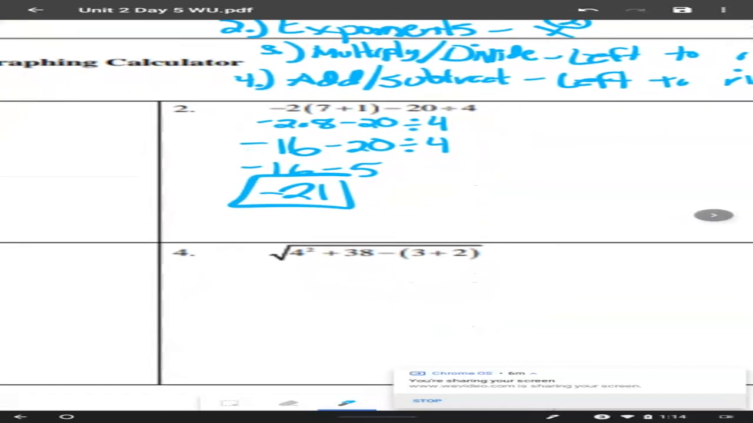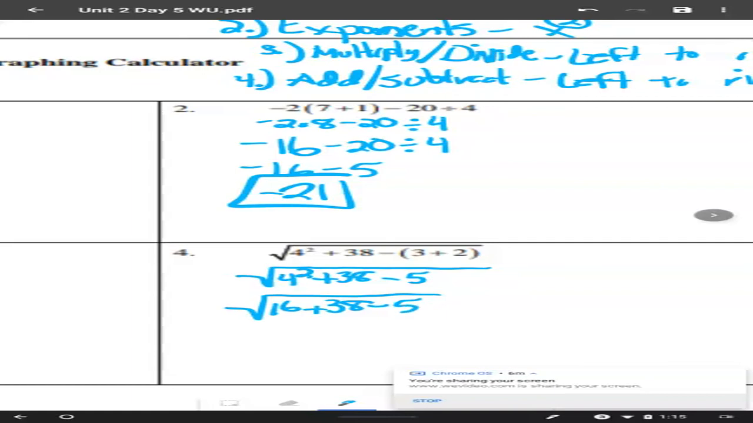And the last one, all of this is under the square root, so I'm going to do the square root last. So inside of this, I'm going to follow my order of operations. Inside this whole square root is 4 squared plus 38 minus, and I see a parenthesis. So we're going to do that first according to our order of operations. So 3 plus 2 is 5. Continuing on with my order of operations, I see 4 squared, so that's 16.